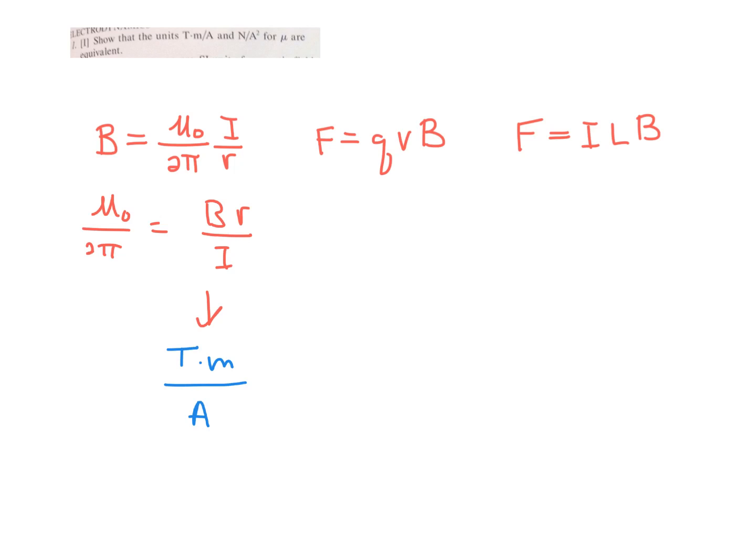So what I'm going to do is take one of the force equations over here and solve for B. I think the second one's actually going to work better than the first one. You can use either one of them, but if I take the second equation for the force on a current carrying wire, B is equal to F over IL. So let's just look at units here for a second. The units for B are Teslas. So in other words, a Tesla is equivalent to a Newton per amp meter.